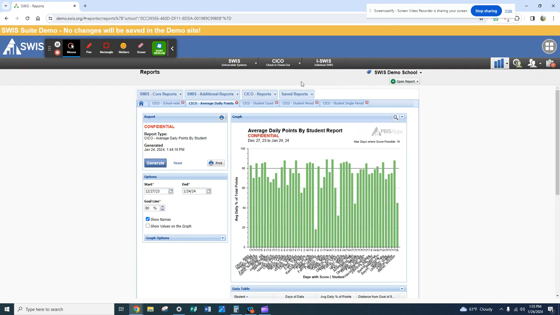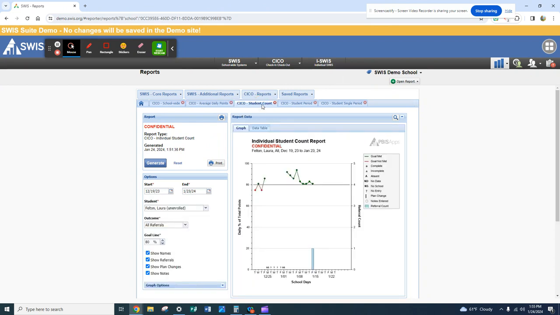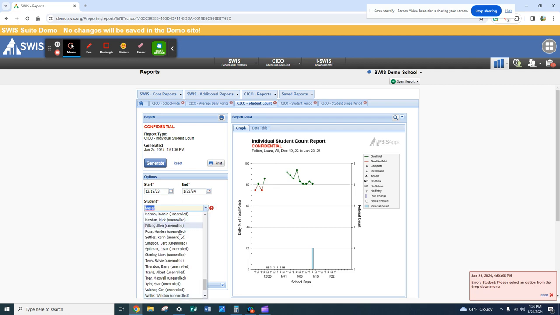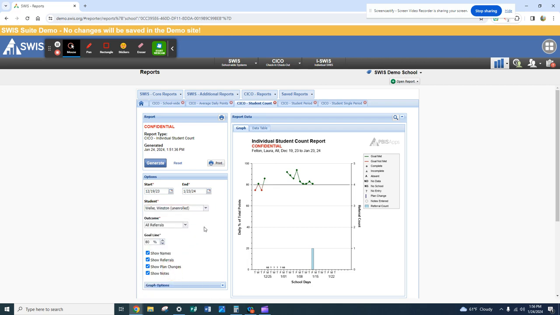So we are going to use our student count, and we're going to put in Winston Weller. Okay, try again. Okay, why is that not working? There he is. Oh, he's unenrolled too. Oh, well. In reality, they wouldn't be unenrolled because I would know that they were unenrolled, but I didn't know.